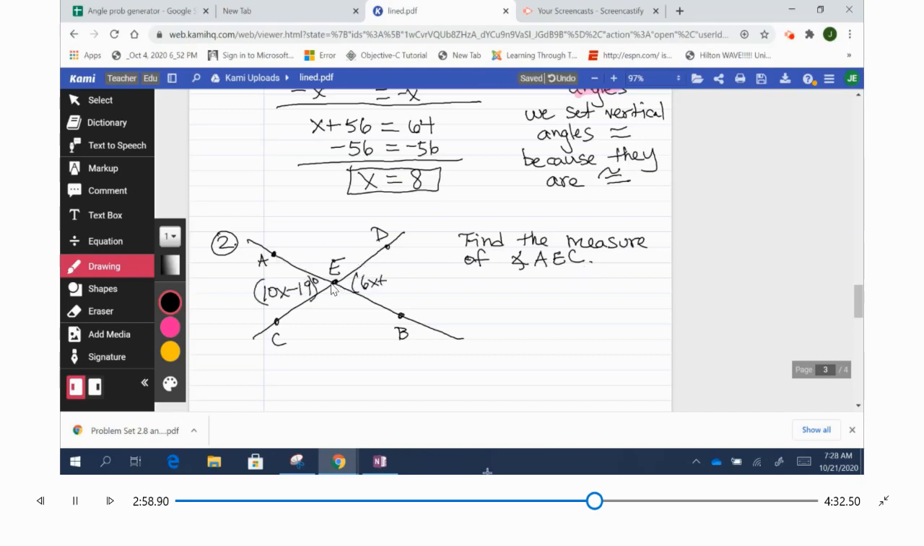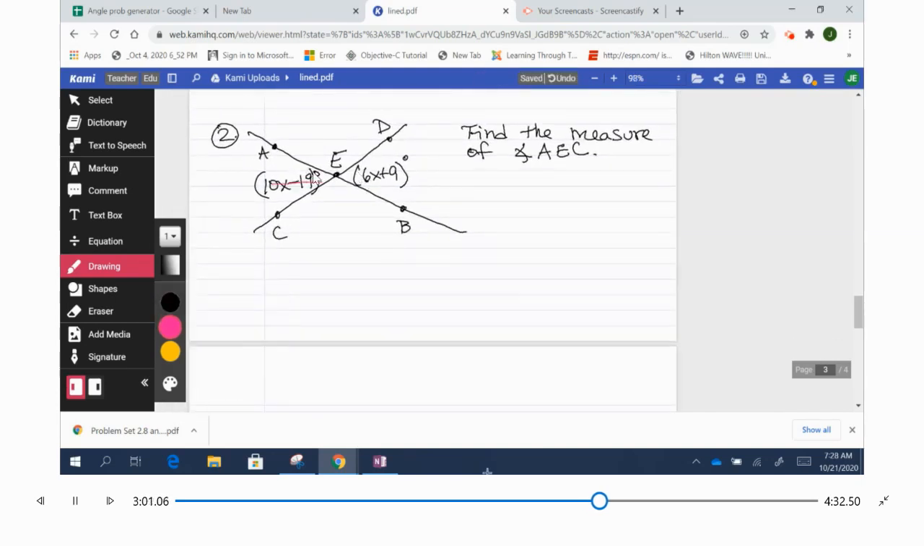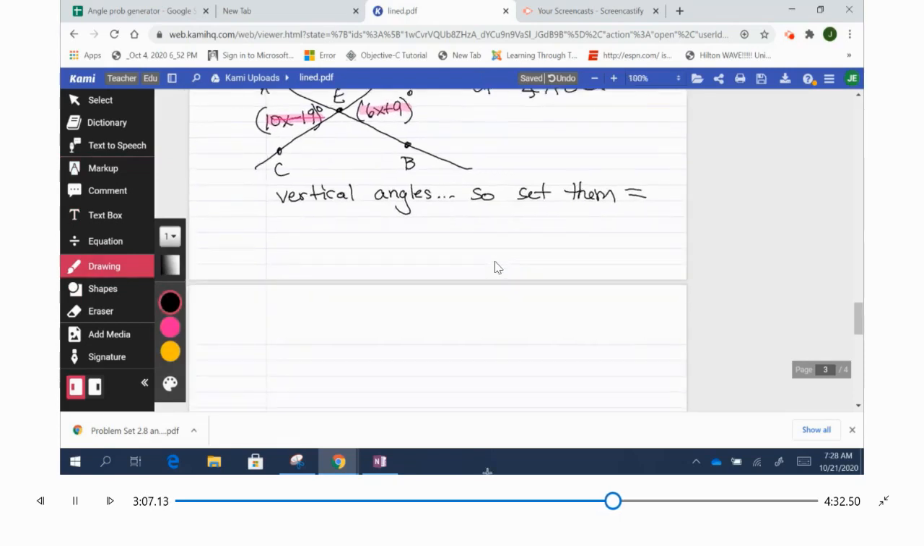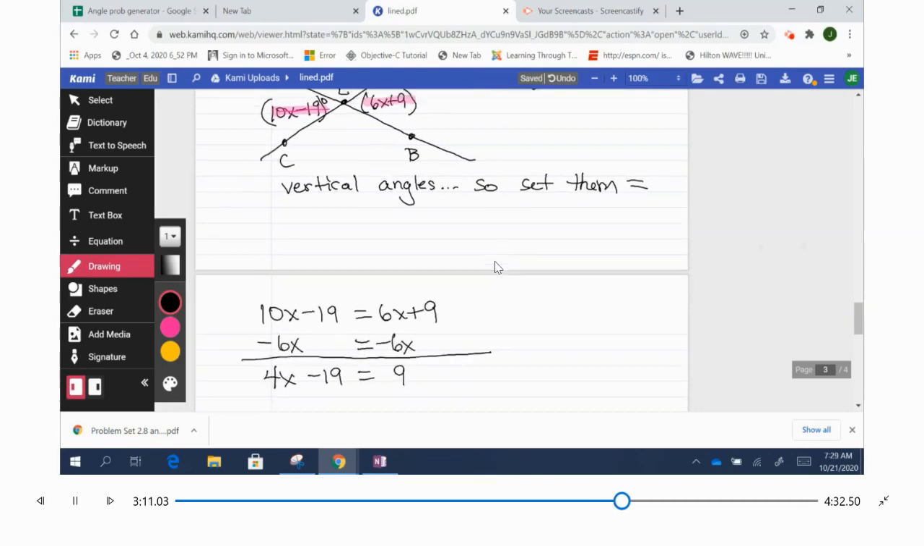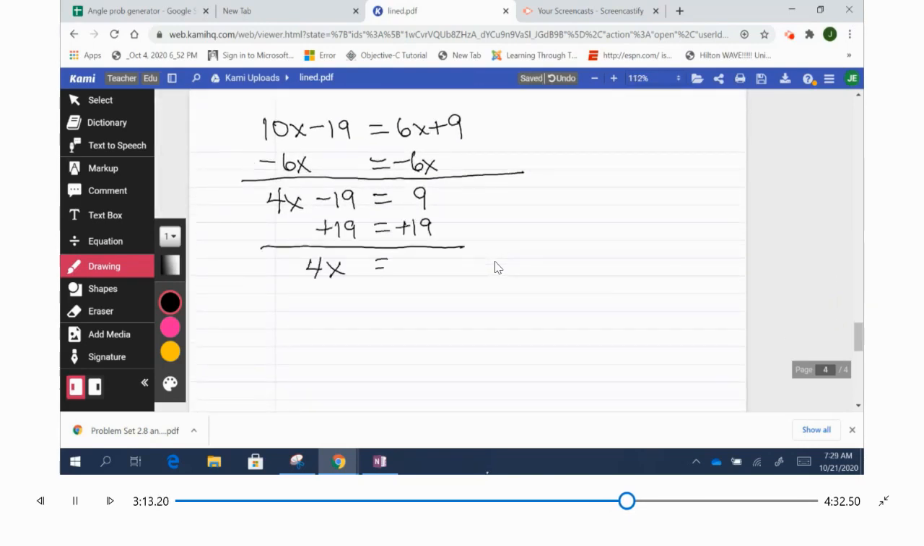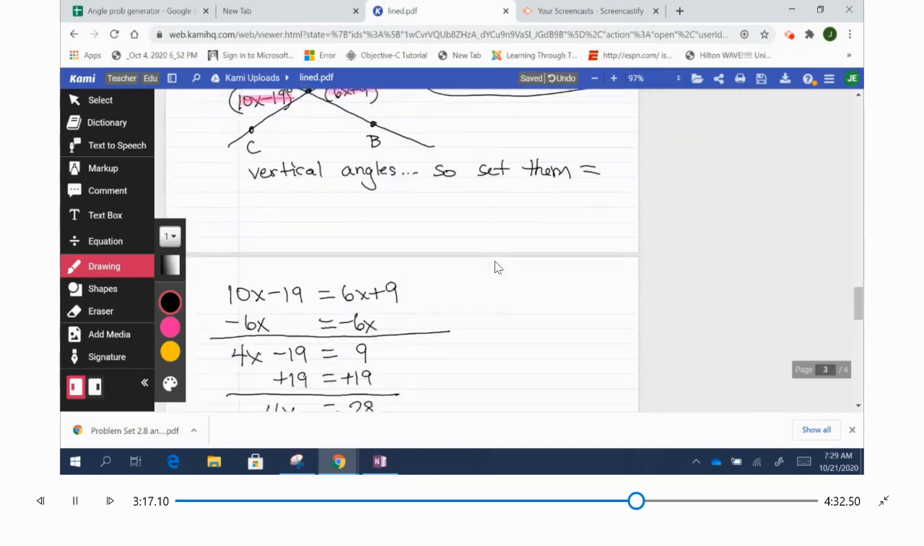All right, AEC is this one. So again, we have vertical angles. We'll set them equal. Use algebra to solve them. And then we have to sub in.